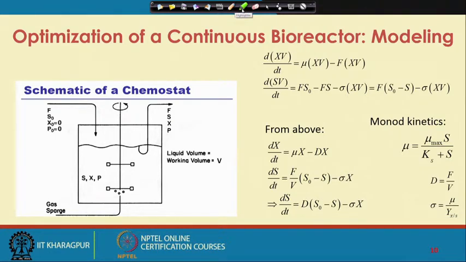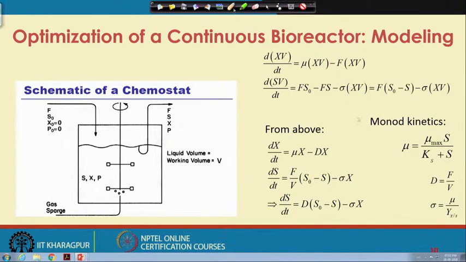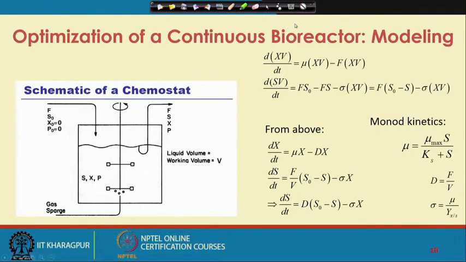The growth rate follows different kinetics. One of the simplest kinetics is the Monod kinetics, which is written as the growth rate mu equal to mu max into S divided by K s plus S. This is how we define the dilution rate and this is the substrate consumption rate. So, you have all equations for the bioreactor modeling.